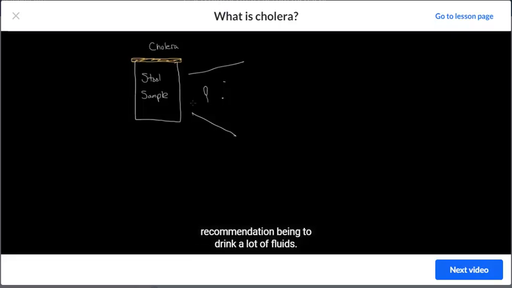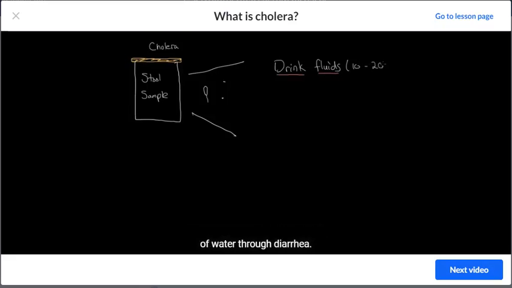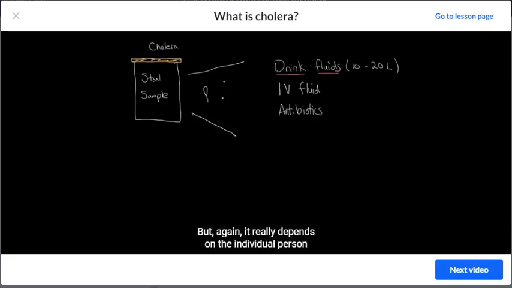The most common recommendation being to drink a lot of fluids. Now this is really important for all forms of gastroenteritis, but it's actually critical in cholera, because remember that you're losing about 10 to 20 liters of water through diarrhea. So you're going to be severely dehydrated, and you really need to drink as many fluids as you possibly can. If it gets severe, you may have to be put on an IV fluid. And in some cases, depending on the patient, the doctor may also prescribe them some antibiotics. This will try to help fight off the infection. But again, it really depends on the individual person and what the doctor thinks is best for them.